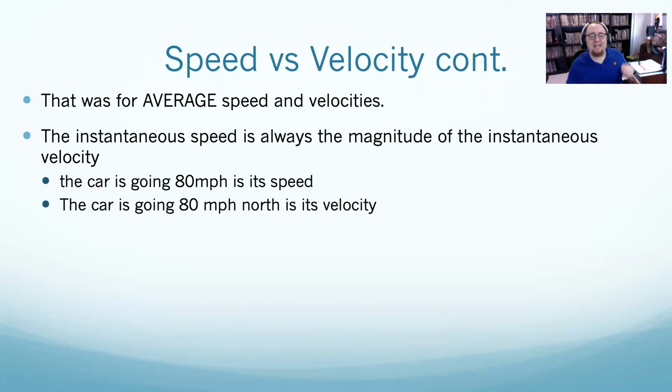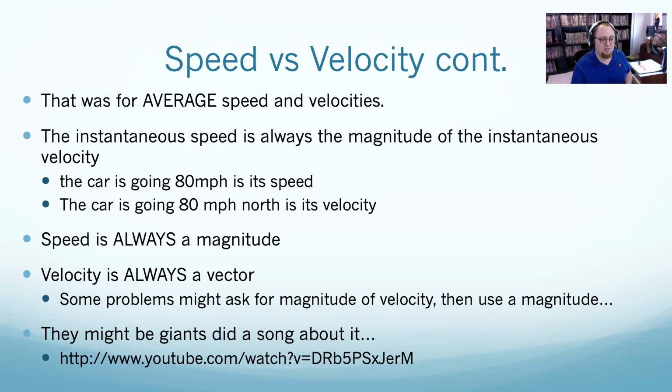Instantaneous speed is going to be the same in magnitude as instantaneous velocity. If you know what your instantaneous velocity is, you know your instantaneous speed. You just drop off the direction, because speed is always a magnitude, velocity is always a vector.